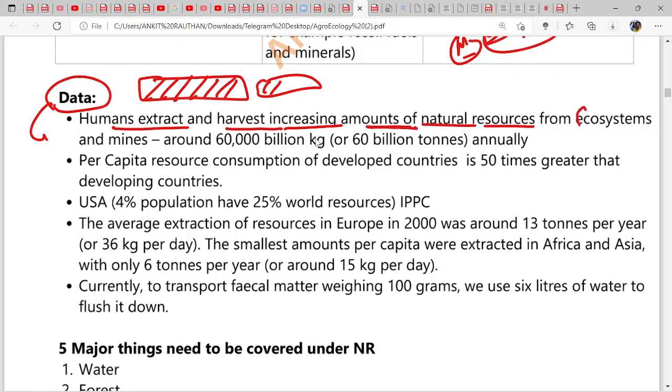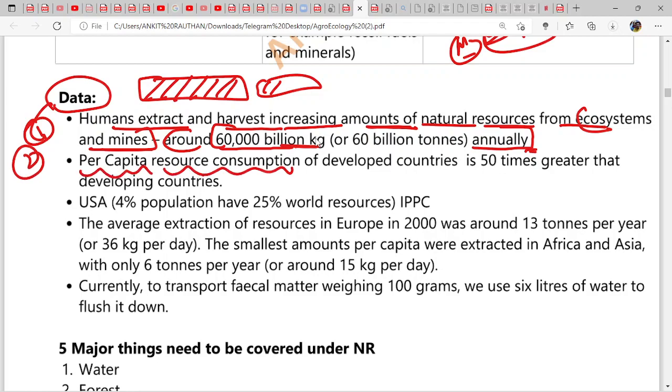Amounts of natural resources from ecosystem and mines, around 60,000 billion kg annually we exploit from ecosystem and mines. One point: per capita resource consumption of developed countries is 50 times greater than that of developing countries.